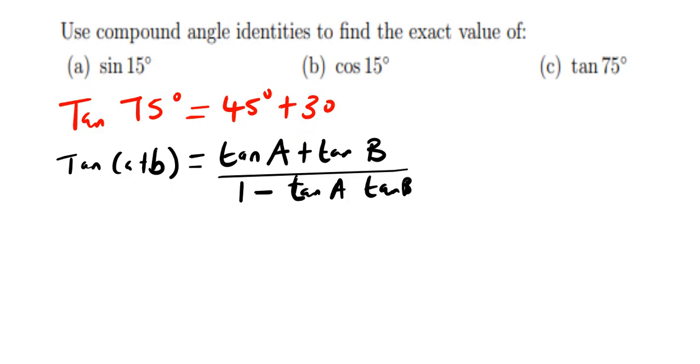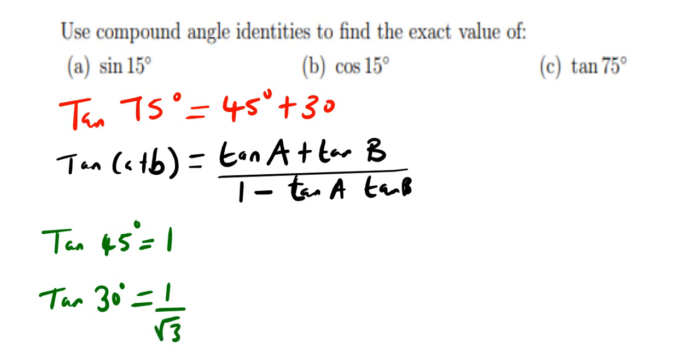Now what is tan 45, what is tan 30? That's what we're supposed to find. So let's find tan 45 and tan 30 degrees. Tan 45, you know that this is just a 1. Tan 30 is just 1 over root 3. Then what we're supposed to do is just substitute.